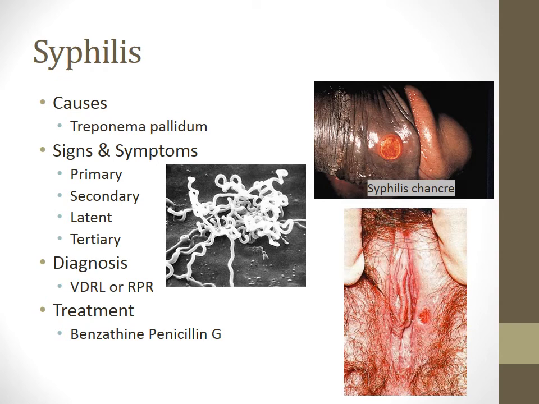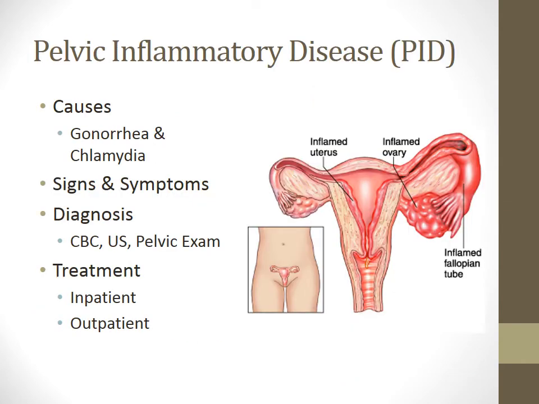For penicillin allergies, doxycycline or tetracycline can be given orally for primary syphilis, but again, if they don't know they have it and it's been untreated for a while, the CDC has actually decided that the best thing to do is penicillin desensitization and treat those people with penicillin as well.